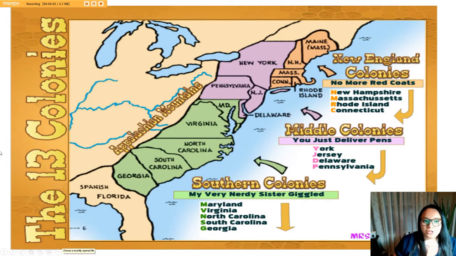Hello, today we're going to learn the mnemonics to remember the 13 colonies. The very first set we have is New England colonies. The mnemonic for that one is "no more red coats." N for New Hampshire, M for Massachusetts, R for Rhode Island, and C for Connecticut.